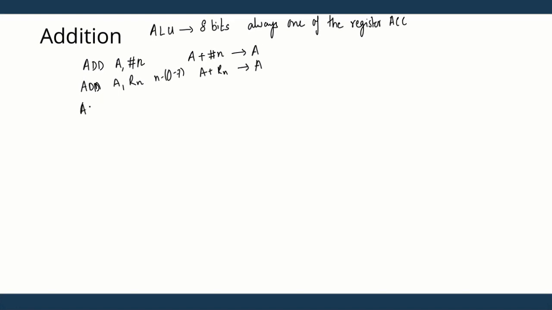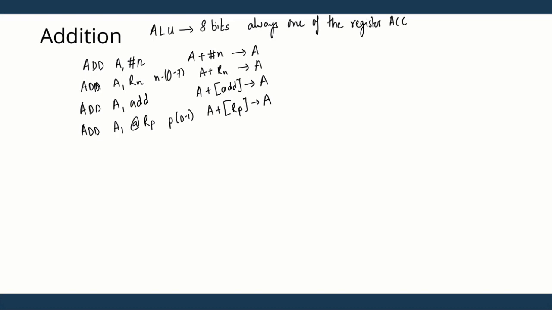Add A, comma address: the data within that address will be added to A and again stored back in A. Then add A, comma at the rate Rp, where P can be 0 or 1, and the data A plus the data pointed to by Rp will be added together and the result goes to A. So basically the final result always goes to A.